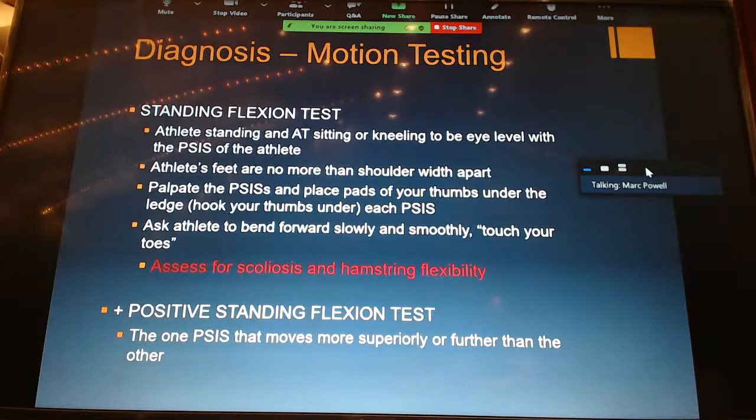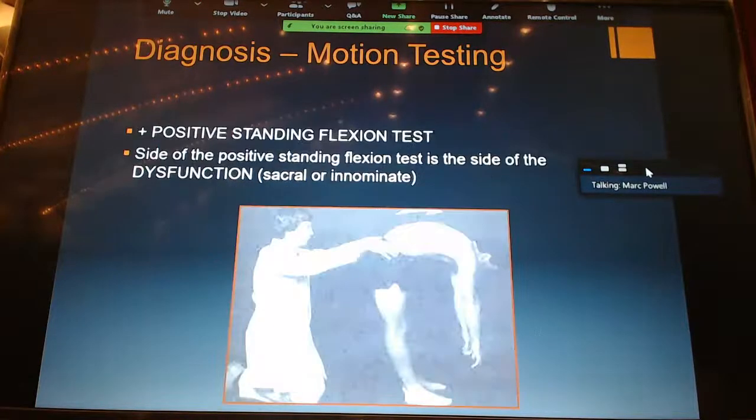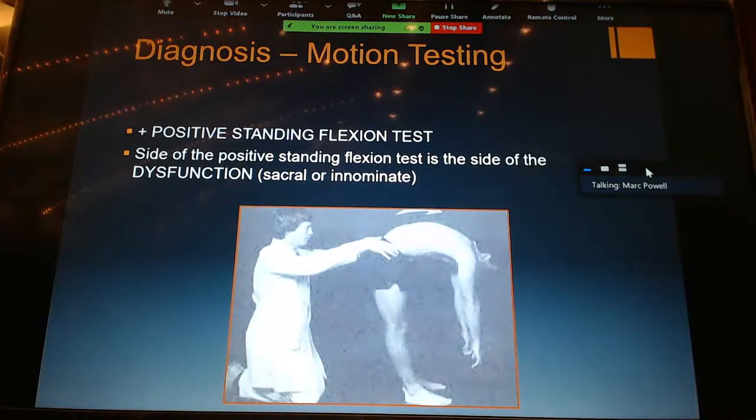Okay? Now, a positive standing flexion test is the hand or the side that moves more superiorly or keeps going further. So you can say superior, you can say further, doesn't matter. That is your positive side. If your right hand moves further, that means your right side is the issue. It gives you half the answers right there. Now, is it an innominate issue or a sacral issue? We don't know yet. But we definitely just found out what side we're dealing with, right or left. Okay? So again, the positive standing test: whichever side goes more superior is your dysfunctional side.